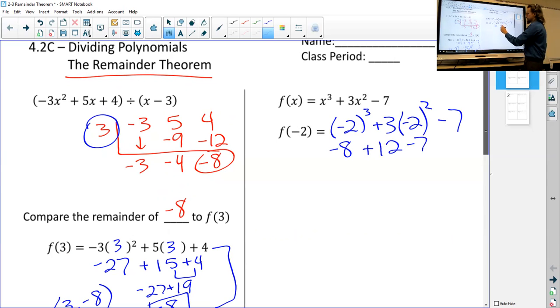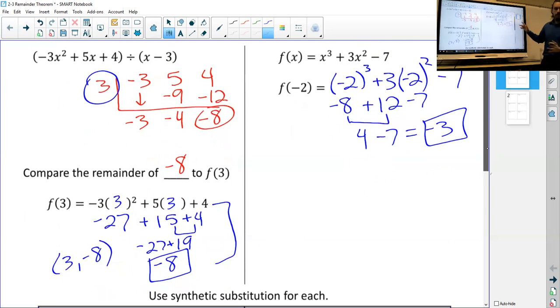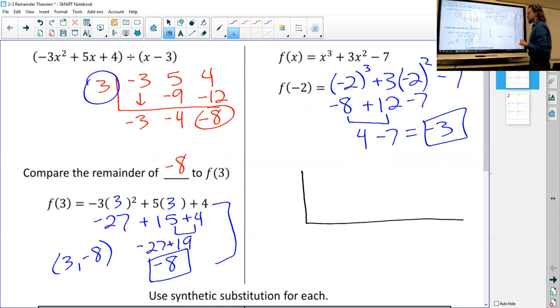Let's not combine negatives. Let's just do an order. -8 plus 12 is 4. 4 minus 7 is -3. So f of -2 equals -3, which means if we divided this out, our remainder should be -3. Now you don't have to do this. This is totally unnecessary. But let's do that. Let's check and see.